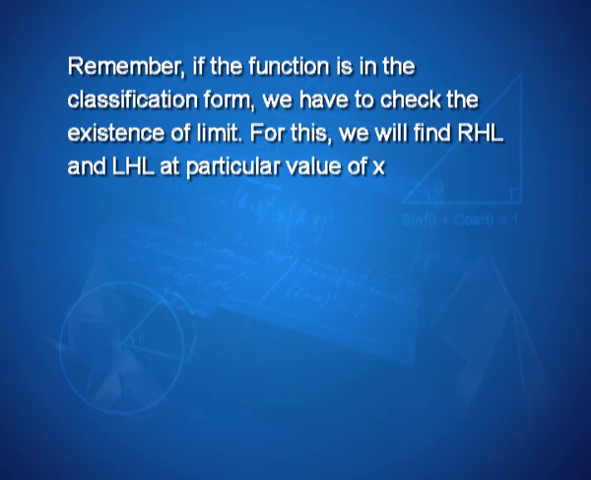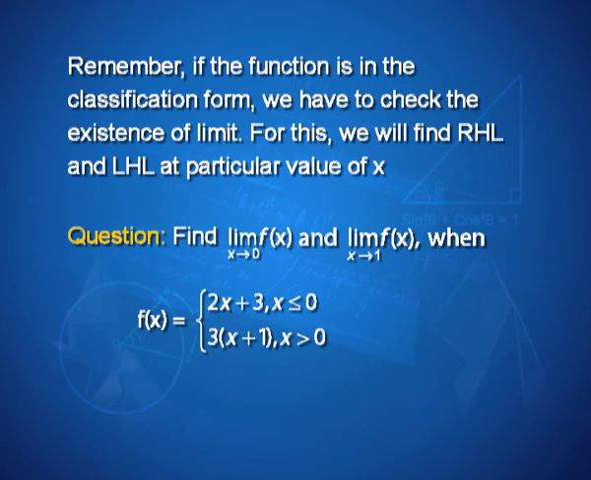Remember, if the function is in piecewise form, we have to check the existence of the limit. For this, we will find the right hand limit and left hand limit at a particular value of x. Let us solve an example to understand this. Find the limit of f(x) as x tends to 0 and the limit of f(x) as x tends to 1, where f(x) = 2x + 3 whenever x is less than or equal to 0 and 3(x + 1) whenever x is greater than 0.